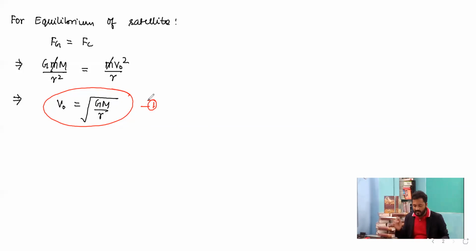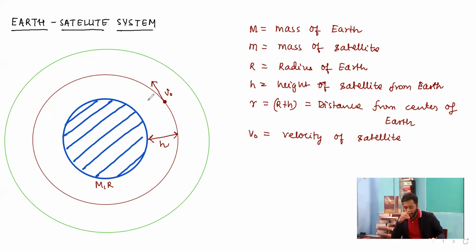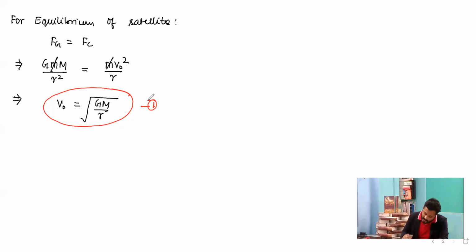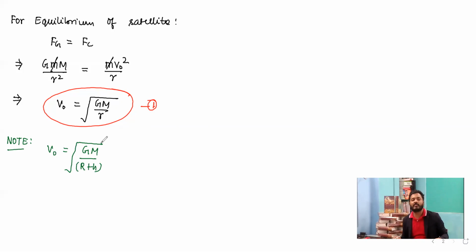Now if the satellite is moving with this particular velocity, the next thing which I do over here is I modify this particular expression. I'm writing a note. I can write that V naught can be written as the square root of G capital M upon capital R plus small h, because small r is the distance from the center of the Earth.